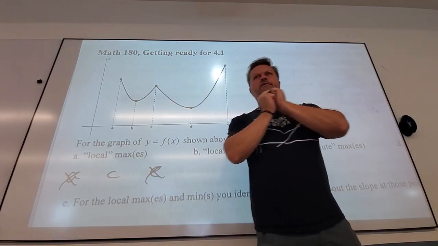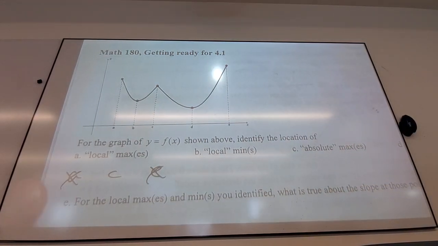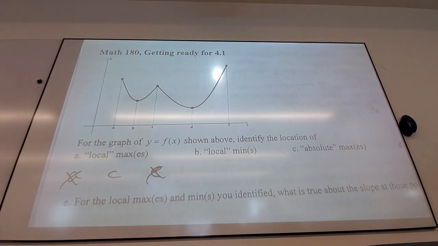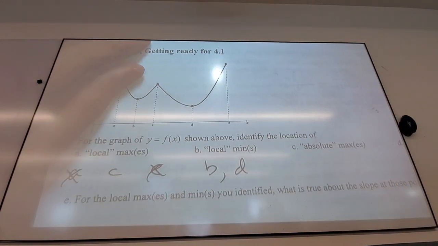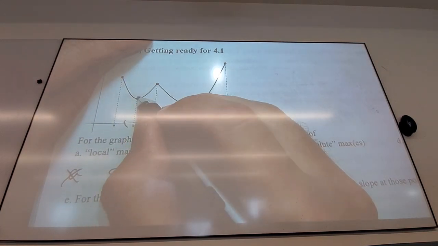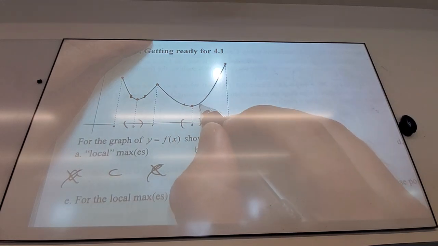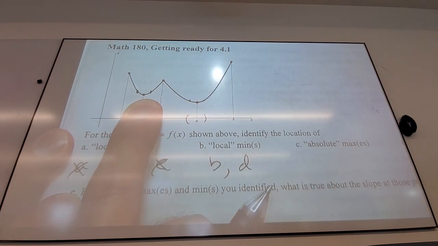What about local min? Those are more in your face. Local mins. Which ones? B and D. Same reason, right? A little neighborhood around B. All the outputs end up higher than at either one, so therefore those are local mins. So this is a local min. Is it the absolute min?